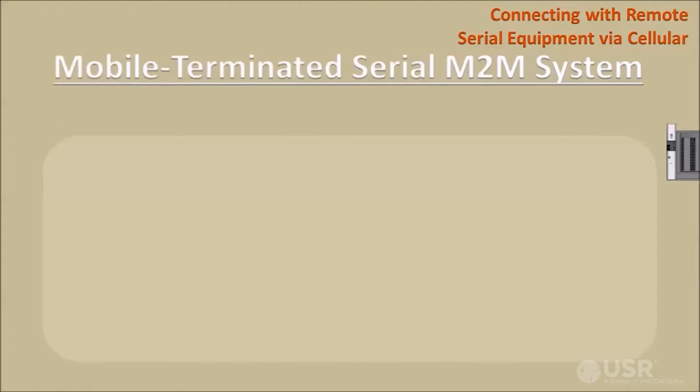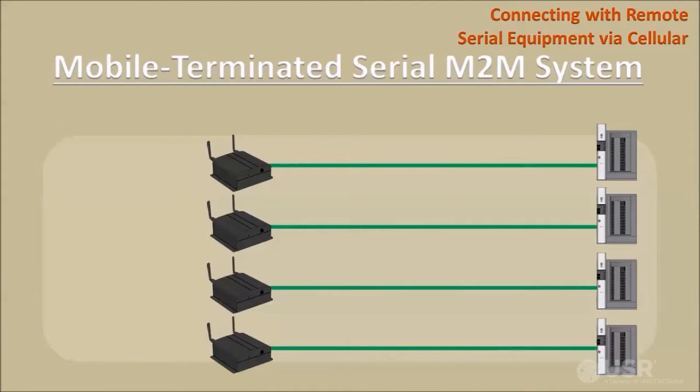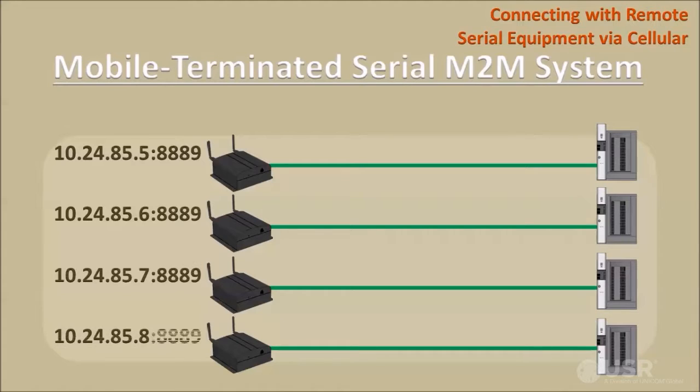There are two approaches to building a mobile-terminated system that has two or more target units. One way is for each target unit to have its own cellular gateway. Each gateway is identified with a unique IP address, and all target units can be identified by one common destination port number. And each gateway has a serial connection to a target unit.